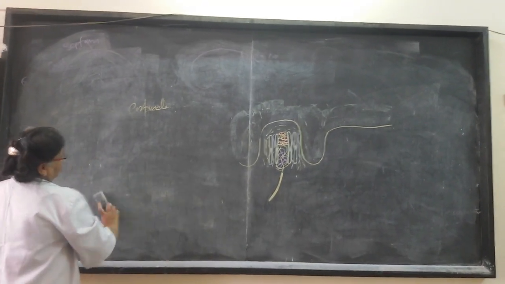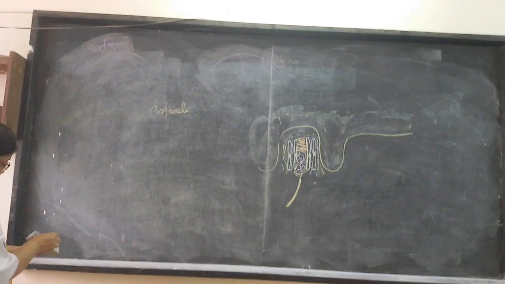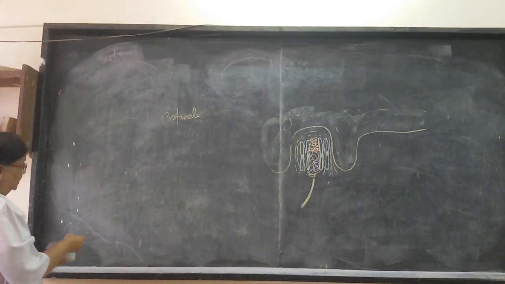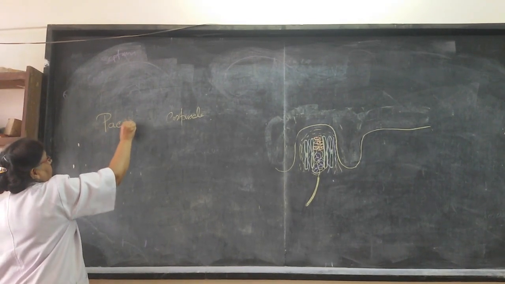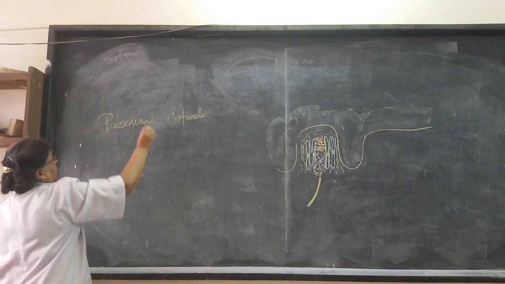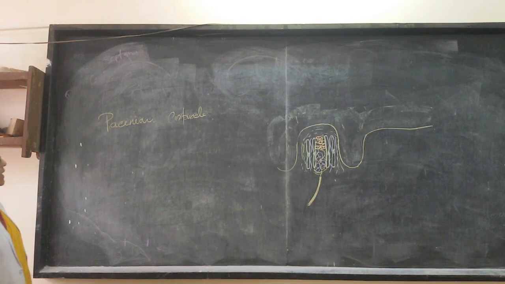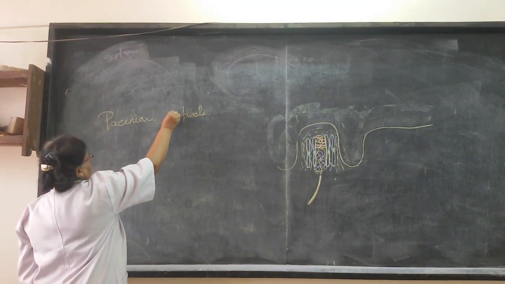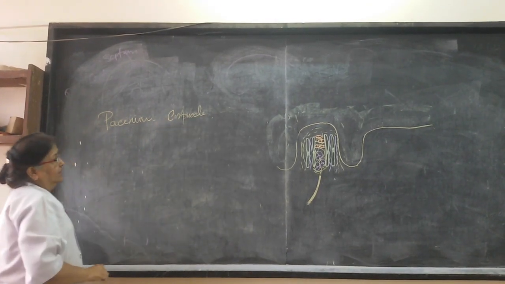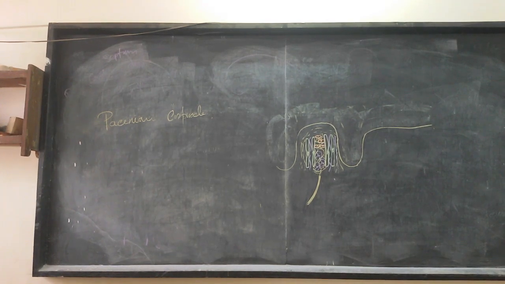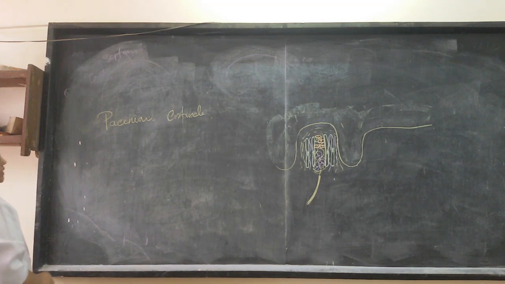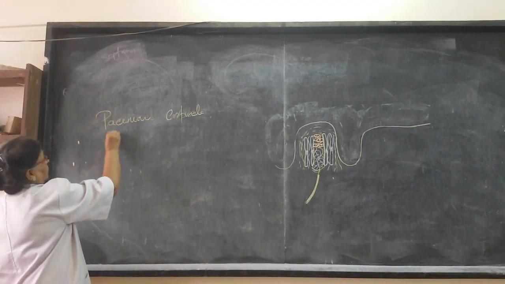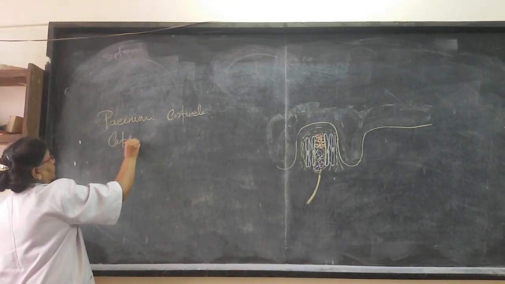Now coming to the Pacinian corpuscle. Large Pacinian corpuscles are visible by naked eye. They are oval in shape. They have three zones in the capsule. The capsule has got three zones.